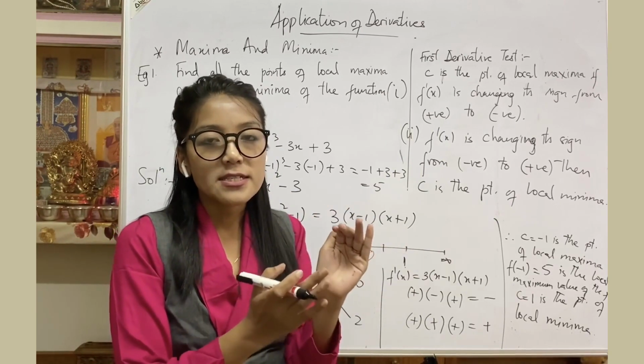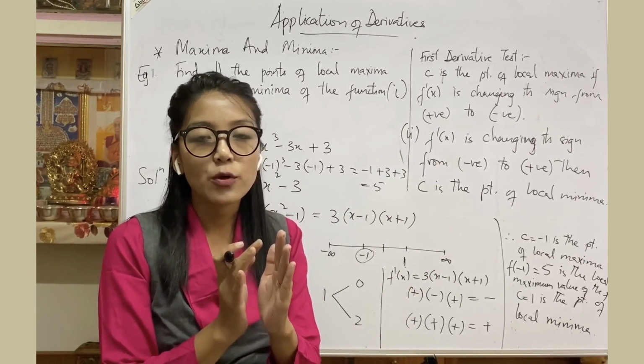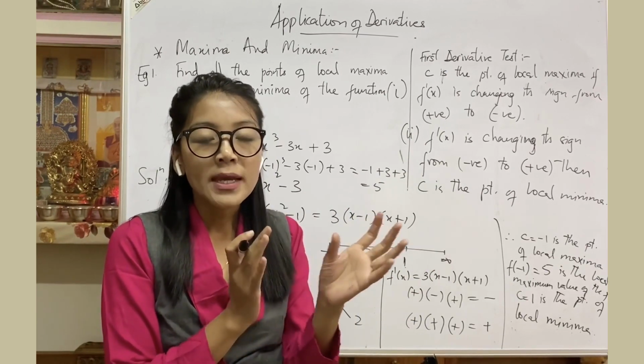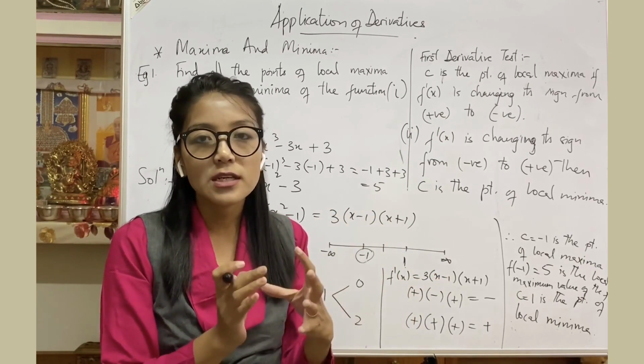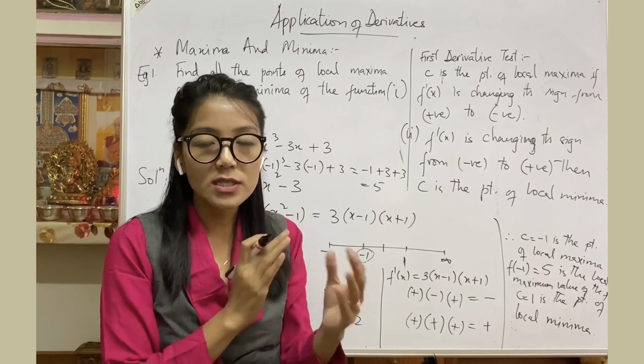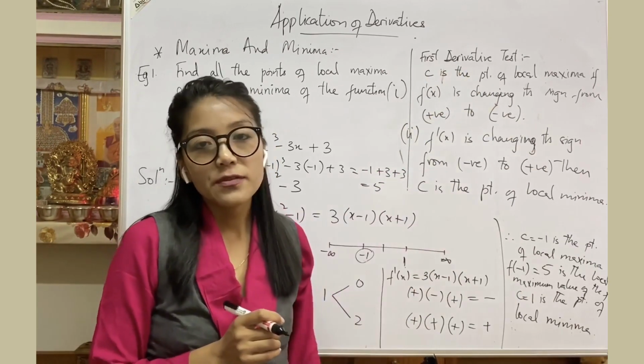If f dash x is changing its sign from positive to negative, then that critical point is the point of local maxima. If f dash x is changing its sign from negative to positive, then that critical point is the point of local minima. So this is how this question is to be done using first derivative test.